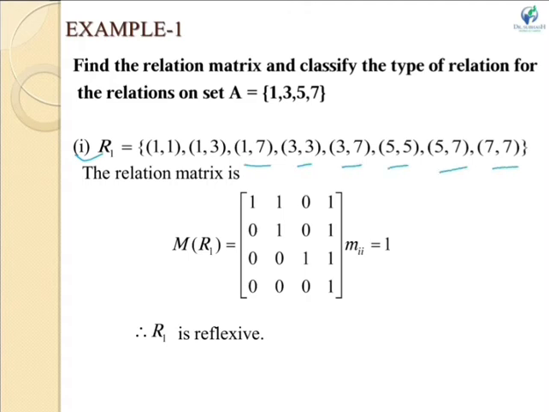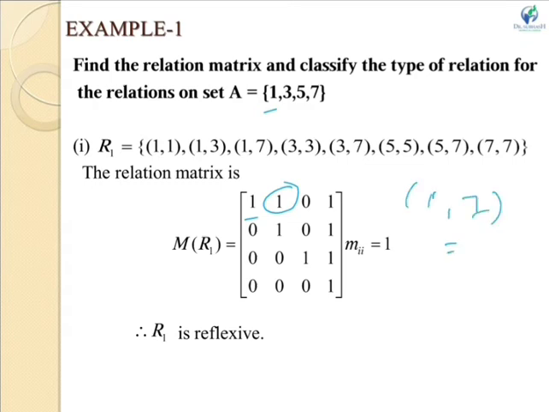Now see, our set A is having only 4 elements, so our matrix will be of the form 4 cross 4 matrix. First we will learn how to form the matrix. If it is (1,1), then the first element will be a11. If it is (1,3), then our next element will be a12. If our next ordered pair is (1,5), then that will be equal to a13. And if our element is (1,7), then this will be equal to a14.